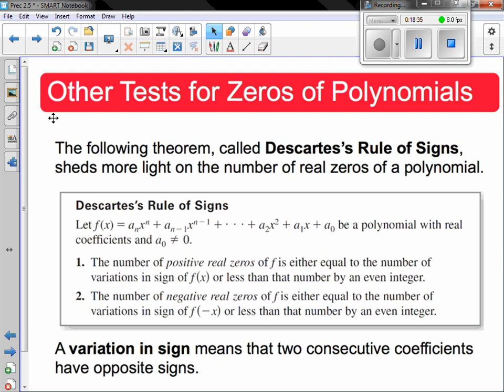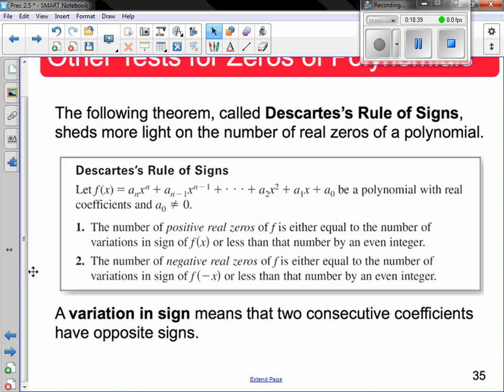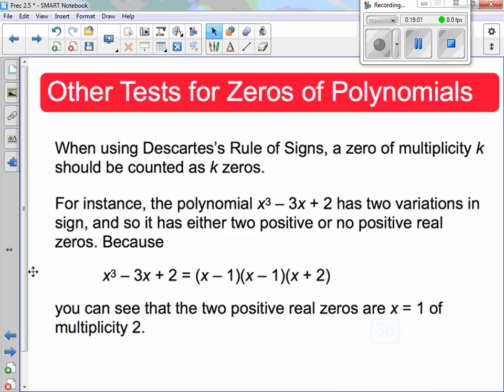Now, Descartes' rule of signs. The number of positive real zeros is either equal to the number of variations in the sign of f of x, or less than it by an even integer, less than it by 2. The number of negative real zeros of f of x is equal to the number of sign changes of f of negative x, or less than it by an even number. And imaginary are what's left over.